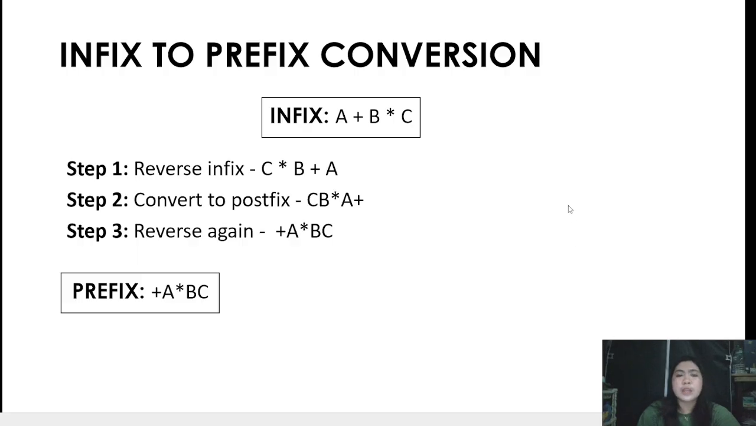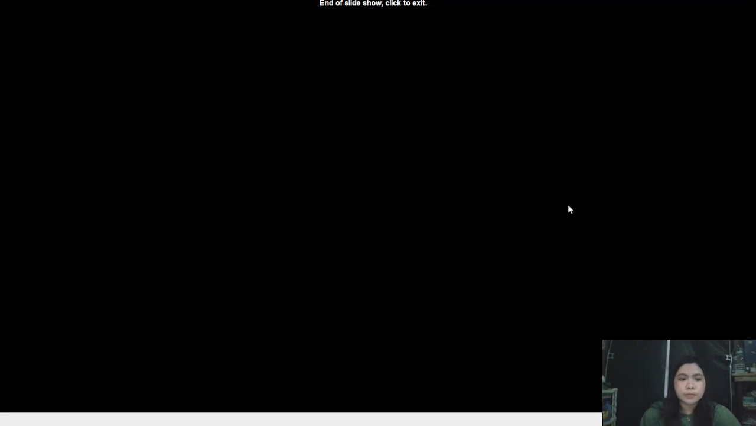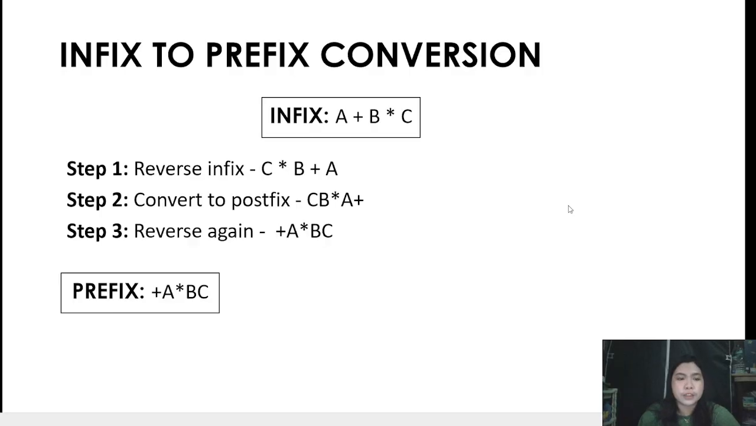So why does it work? Using a stack ensures that operator precedence and associativity are properly managed. The asterisk is evaluated before the plus sign, which is why the results are equivalent to the original infix meaning. And that's how you convert infix expressions into postfix and prefix forms using a stack. So remember, infix is human readable, while postfix and prefix are computer friendly.